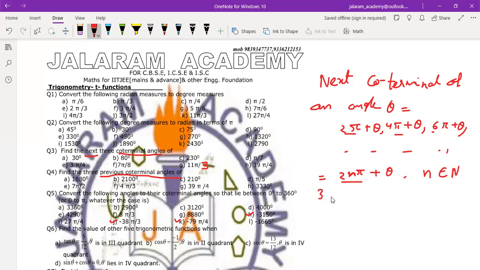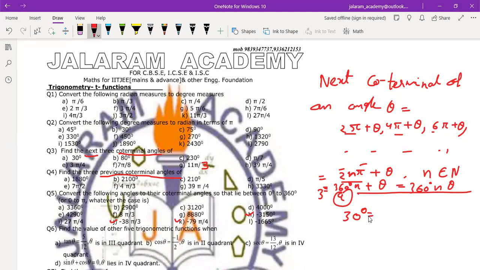So in question number 3, we have to find the next 3 coterminal angles. One more thing we have to remember: either 2n pi plus theta, or we can write 360 degree into n plus theta. They are the same thing, since the value of 2 pi is 360 degree. So if the angles are given in degrees, we will find the next coterminal angles in degrees only, by adding 360 degree one by one.